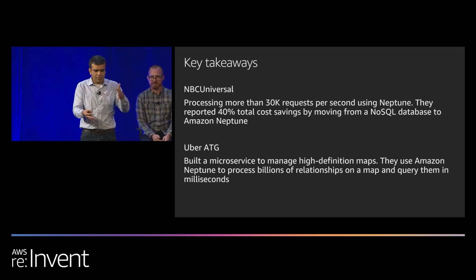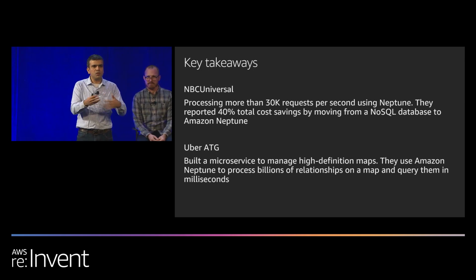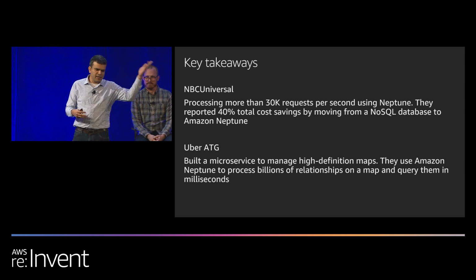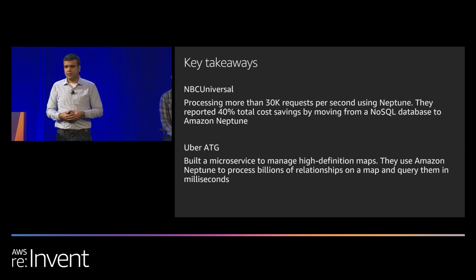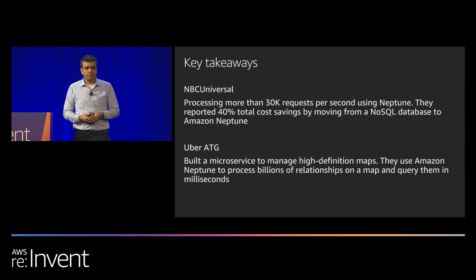There's a vote count that's happening, and there's a small duration with which the data needs to be processed. So there's a lot of requests. In this case, it's 30K requests per second that needs to be processed by Neptune. And as they move their workload from their NoSQL database to Neptune, they saw about 40% in cost savings.